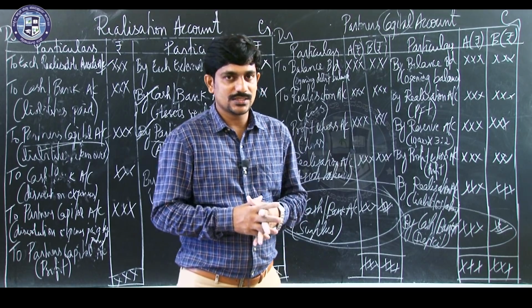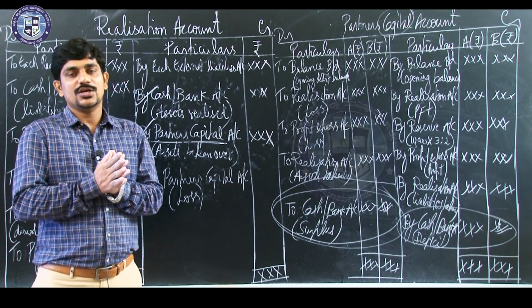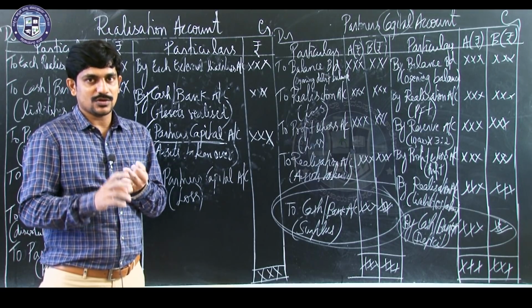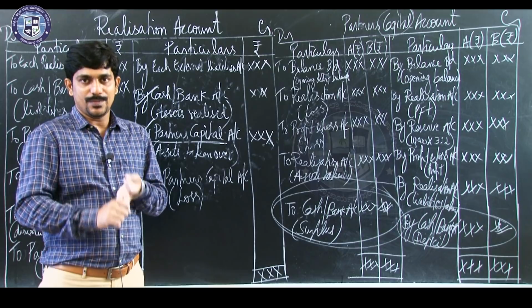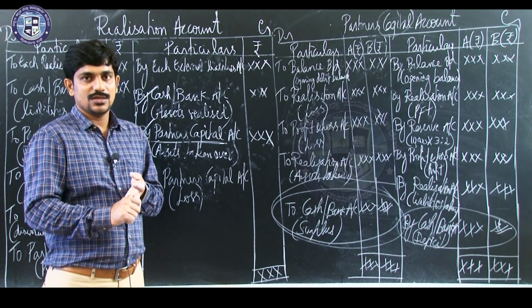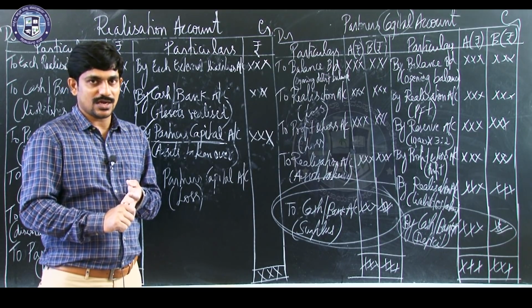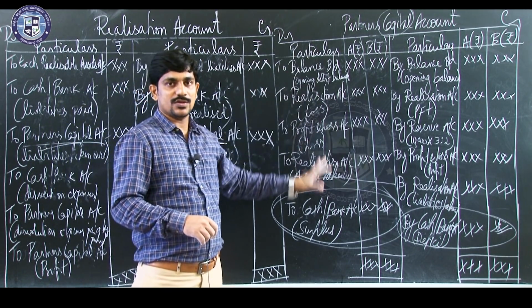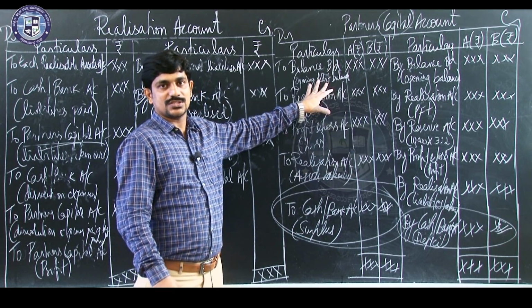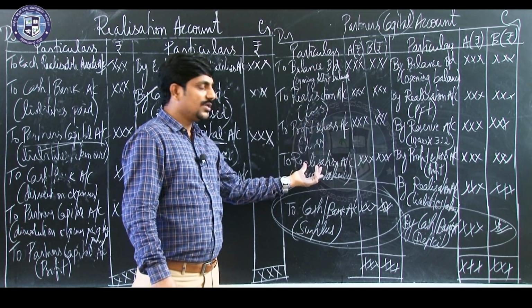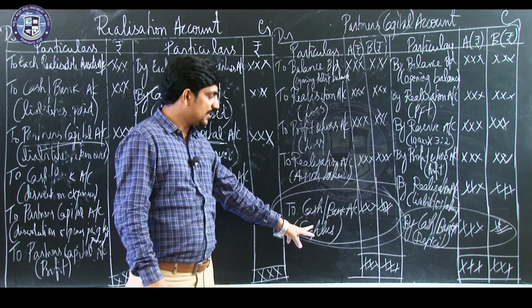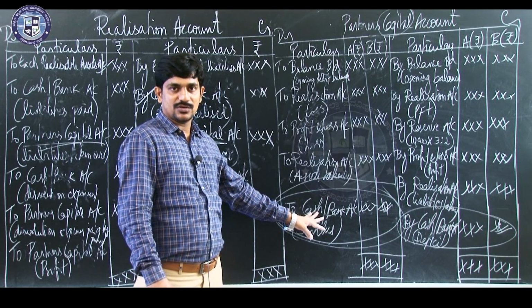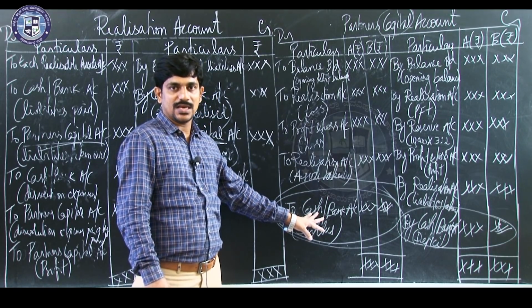So, these are the three accounts we need to prepare under dissolution of partnership firm, that is realization account, partners capital account and cash or bank account. This is very important, students, for 12 marks, and this is the easiest chapter. If you know how to prepare realization account, then you can prepare the other two accounts easily, because partners capital account you have already studied under admission and retirement. Only thing you should remember is, when closing, you have to close the partners capital account by transferring the balance to cash or bank account instead of to balance carried down.